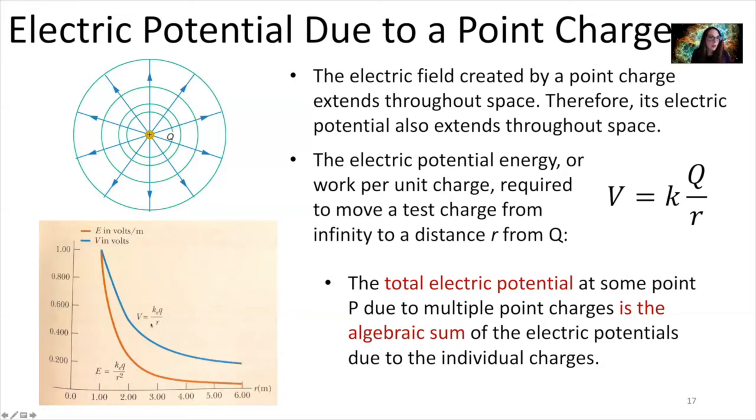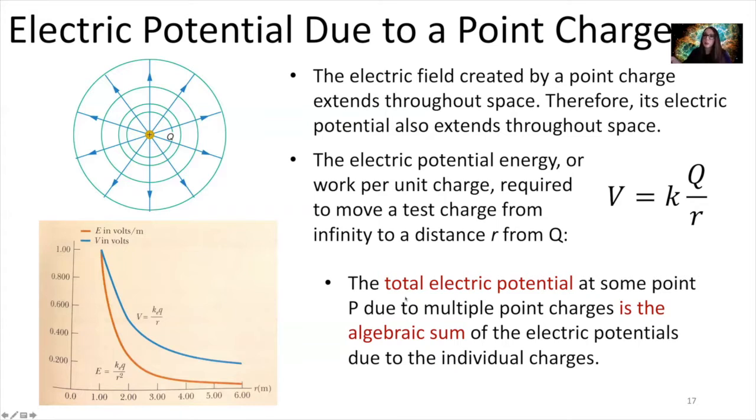They're both equal to the Coulomb constant times Q, but the electric potential is divided by r, whereas the electric field is divided by r squared. Because of that difference between being inversely proportional to the distance or to the distance squared, the electric field diminishes quicker as you move away from the charge than the electric potential does.